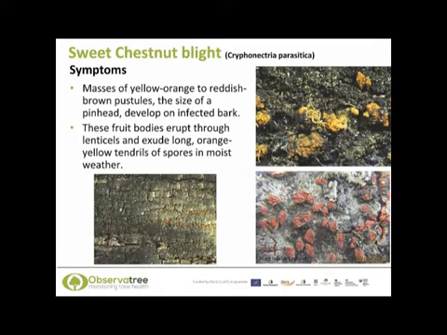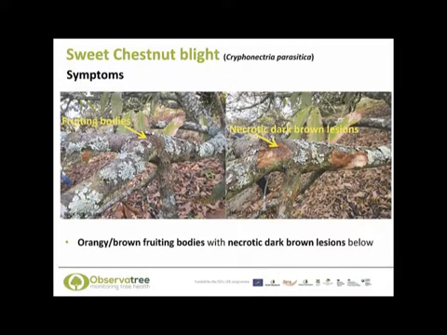There are orange or yellow to reddish-brown pustules emerging through the lenticels in the bark. The lenticels are the tree's gas exchange pores. The fungal fruiting bodies produce long tendrils of spores, particularly in humid conditions. In this slide you can see the orange patches of fruiting bodies on an infected branch. These photographs were taken by our plant health officers.